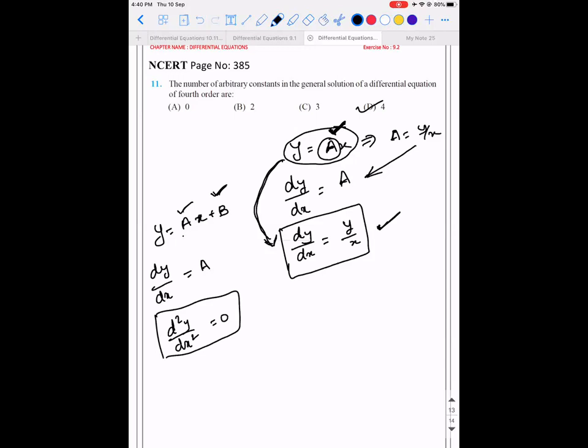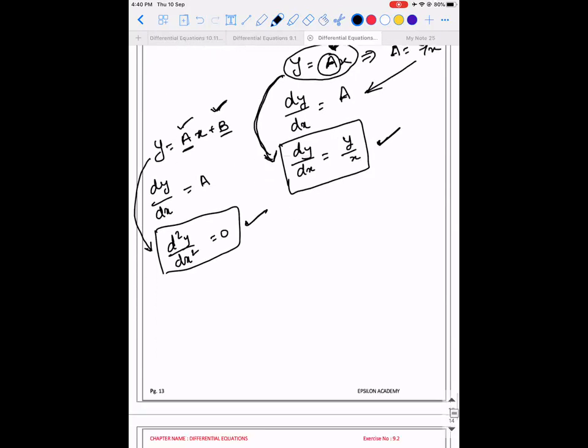So how many were there here? 2. So how many times did I differentiate? 2. Beyond this, if I do, I'll get d3y by dx cube is 0. But those are all not taken into consideration. This will be the final differential equation. Yes, sir. Okay.